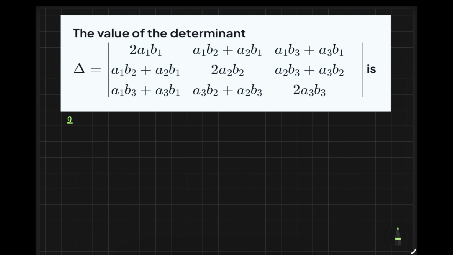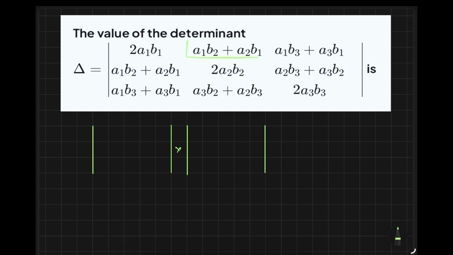So 2 times, leave this 2 times. You know that it is a product of two determinants. So I'll show you how to solve this. Now look at this. So first determinant with second determinant. Be very careful, and look at this, this is not the good thing. This is a1b1 plus a1b1.